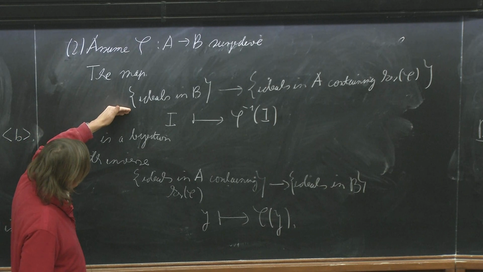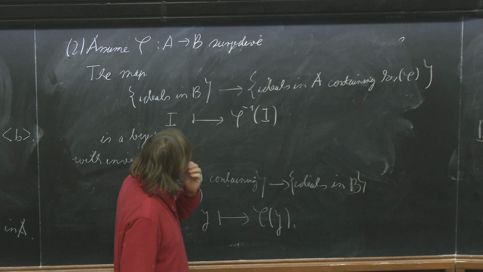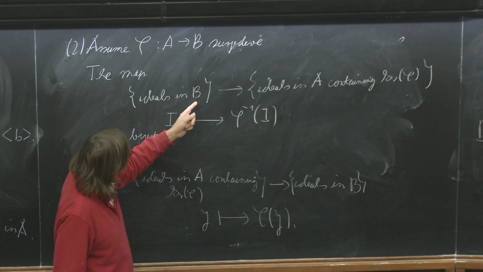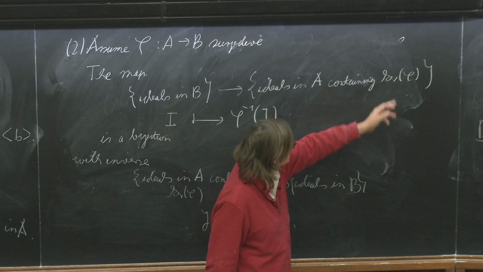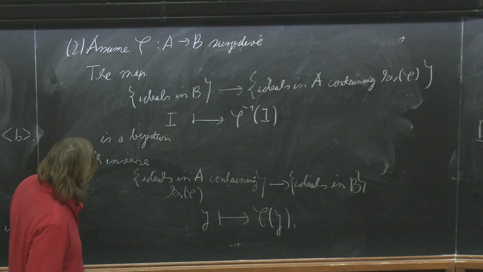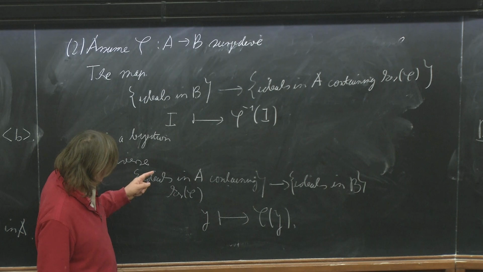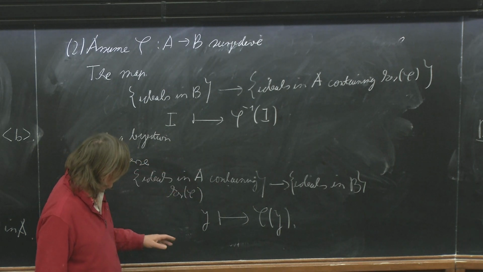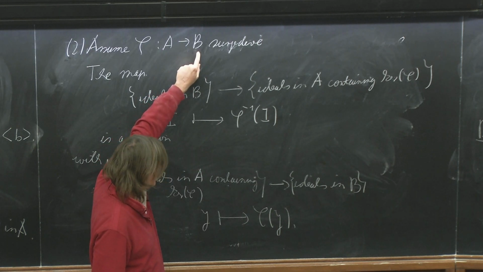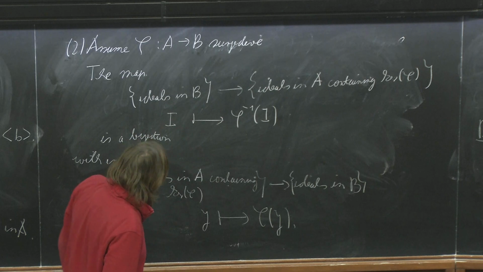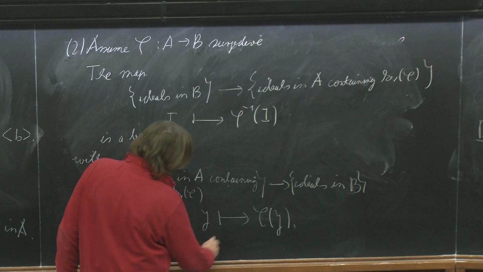So if you have an ideal in B, then you can see that if you take its inverse image, it will be an ideal. And obviously, as B contains the 0, this inverse image will contain the kernel, which is the inverse image of 0. And now, it's also quite easy to see that if you have an ideal in A containing the kernel of phi, then its image will be an ideal in B, under the assumption that this is surjective. You have to use that it's surjective, otherwise it would be false. And then, if you look carefully, you can check that these are inverse to each other.